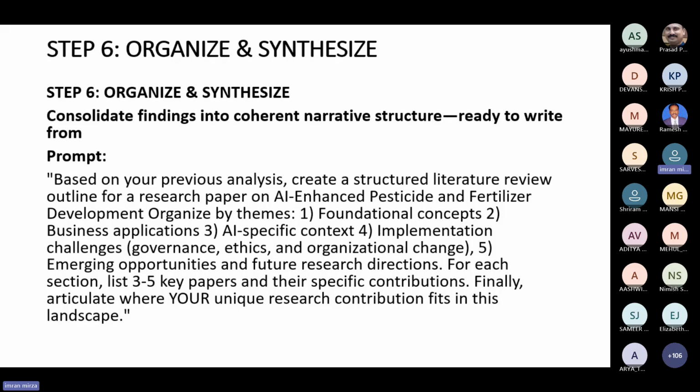So if I want to organize and synthesize, I can put a query saying, based on my previous analysis, create a structured literature review. Outline for a research paper on AI enhanced pesticide and fertilizer development, organized by themes like foundational concept, business applications, AI specific context, implementation challenges like governance, ethics, and organizational change, emerging opportunities and future research direction. For each section, list 3 to 5 key papers and their specific contributions. Finally, articulate where your unique research contribution fits in this landscape.